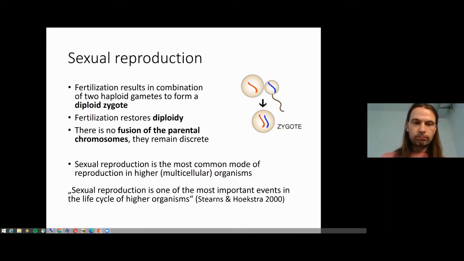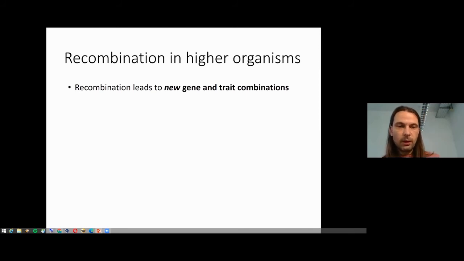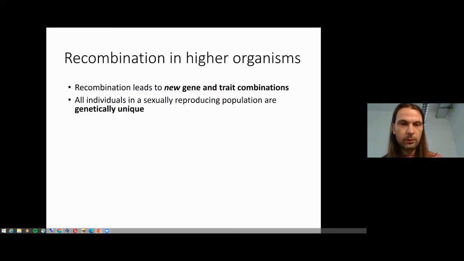So the advantage of this mode of reproduction resulted in that most organisms, in terms of species diversity, perform sexual reproduction. And within the life cycle of these higher organisms, this process is assumed to be one of the most important events as a result. So the significance of recombination in higher organisms is as follows. It leads to new gene and trait combinations. All individuals in a sexually reproducing population are genetically unique. So recombination just removes similarity, essentially.